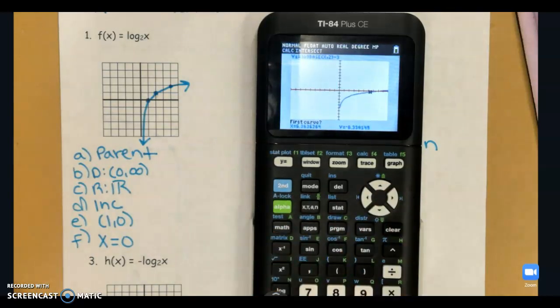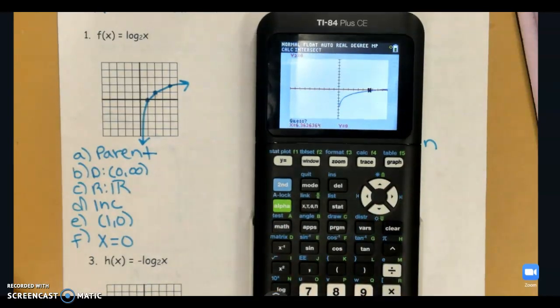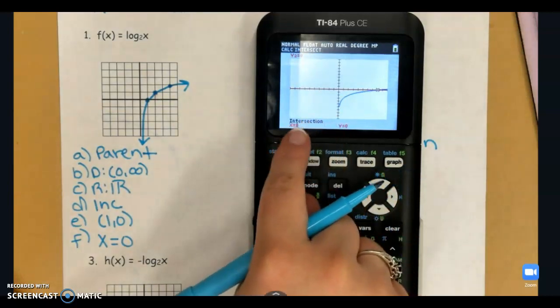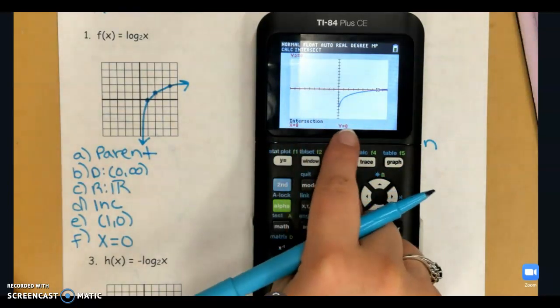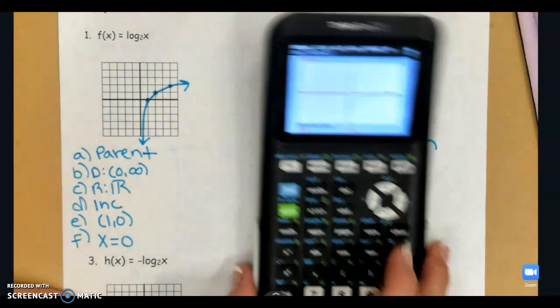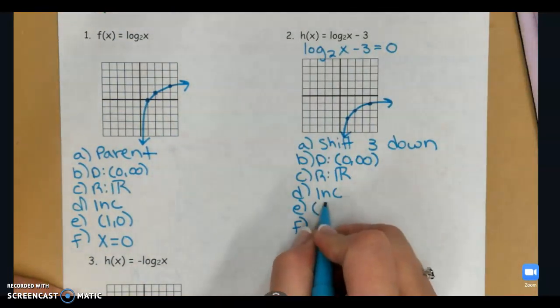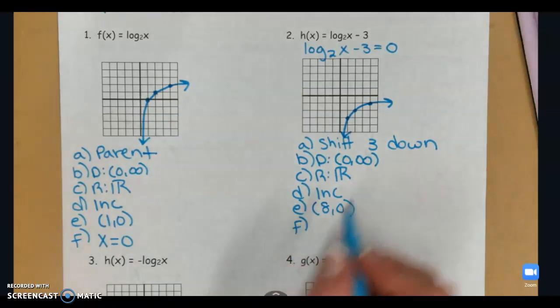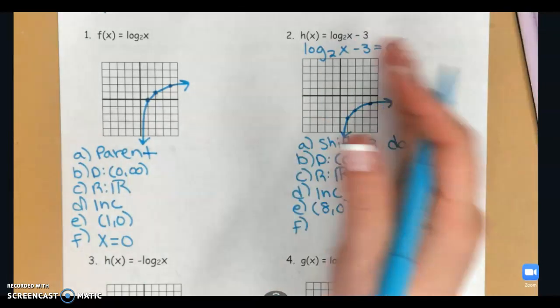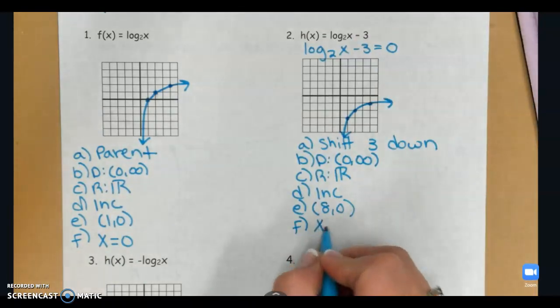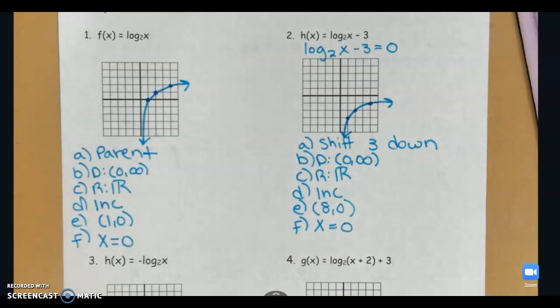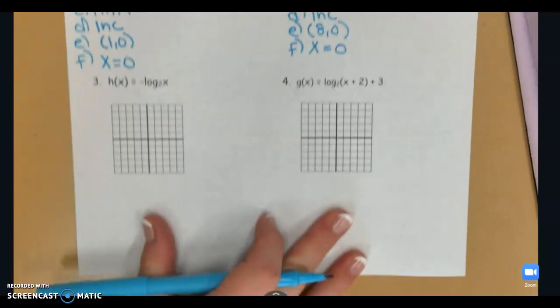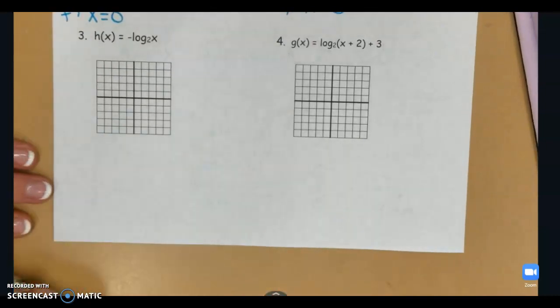And I'm going to arrow over as close as I can to where that intersection is. And I'm going to hit the enter button 3 times. 1, 2, 3. And it will tell me my intersection is at (8, 0). So when y is 0, x is 8. So that is my x-intercept. And if you need to see those steps in the calculator again, you can just rewind. So there is my new x-intercept. And I didn't shift to the left or to the right, so my vertical asymptote is the same, still x equals 0. Okay, let's go on to these next two transformations.